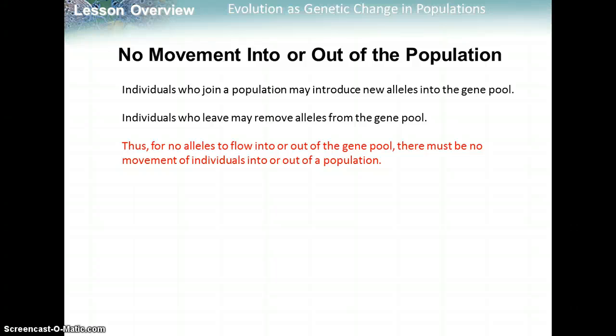Another one: no immigration or emigration. When individuals come into a population, they're going to bring new alleles. When they leave, they're going to remove alleles. Thus, for no alleles to flow into or out of a gene pool, there must be no movement of individuals into or out of a population.